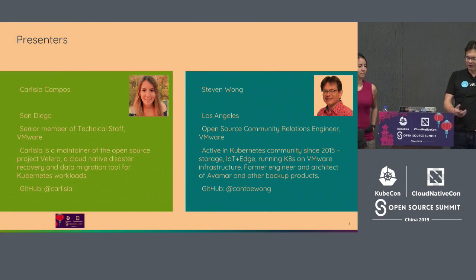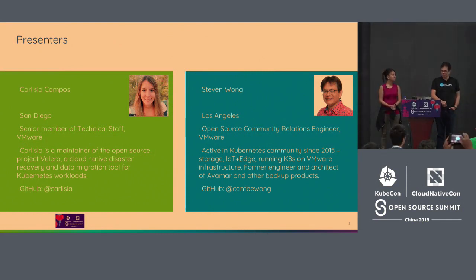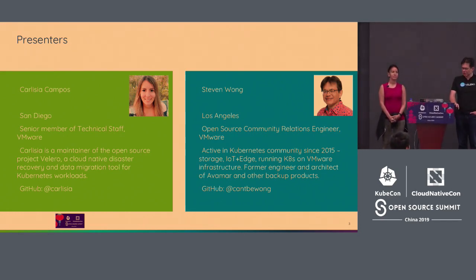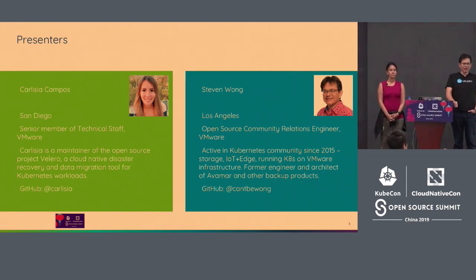Presenters today, myself, I'm Steve Wong from Los Angeles. I work for VMware. I'm working on the vSphere cloud provider. I've been active in the storage SIG and other aspects of Kubernetes since 2015. And as part of my career history, I joined VMware when my startup Avamar was acquired, and I worked in the backup field for about 11 years.